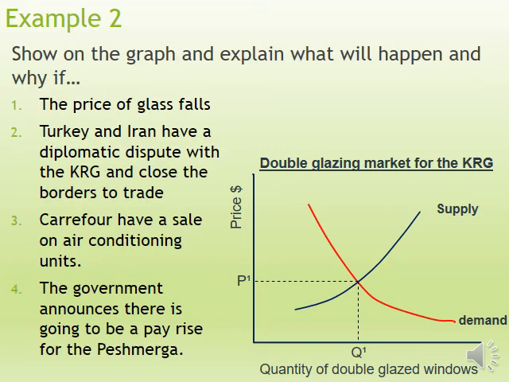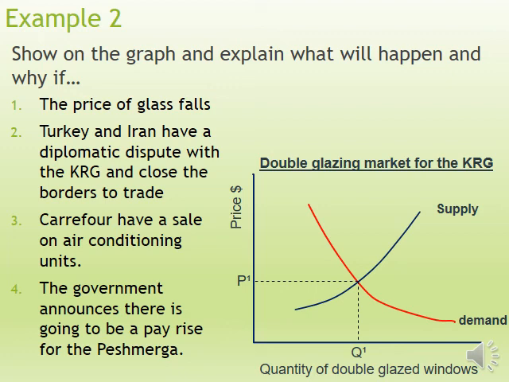Now I want you to tell me, and again we'll do this in the tutorial, what will happen when the price of glass falls. Well, obviously, that's an input for double glazing windows. So if the price for the input is going down, the supply is going to increase, meaning the supply curve will shift to the right. It's not going to change the demand. The price of glass has no impact on the demand for double glazing.